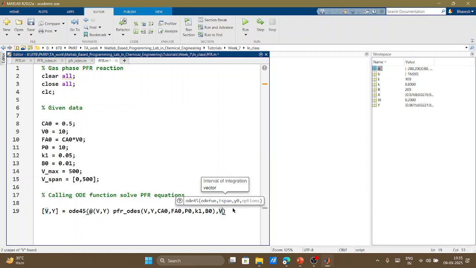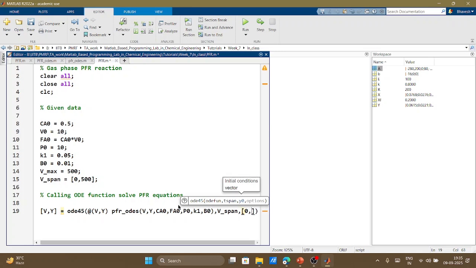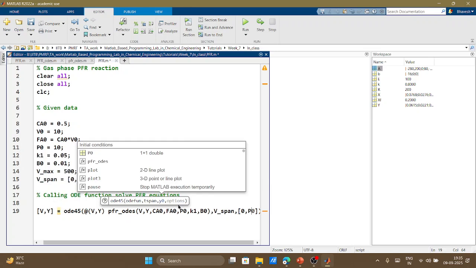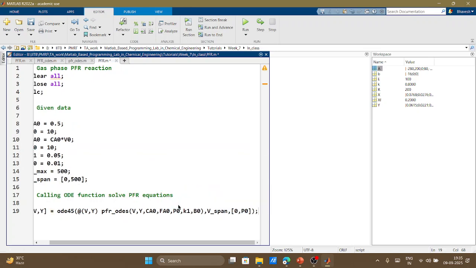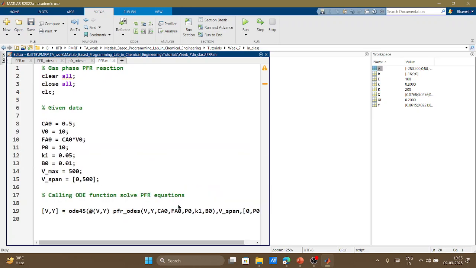Now you have to provide the span, okay, and your initial value y0. So what is your y0? That is initial conversion and initial pressure value. So I can write it as initial, there is no conversion, and initial pressure value is P naught, right? So it's P naught. And let me just run it quickly to see whether whatever we have done is working or not. It's running.